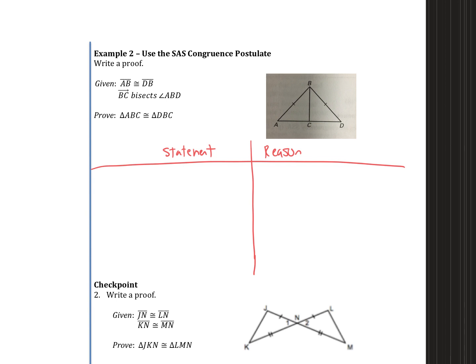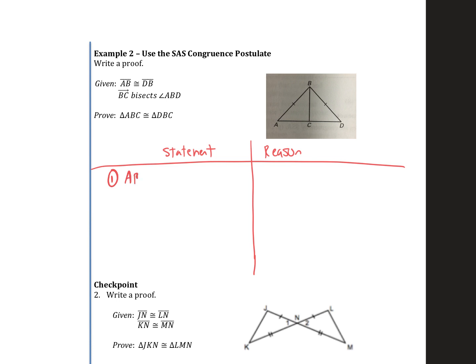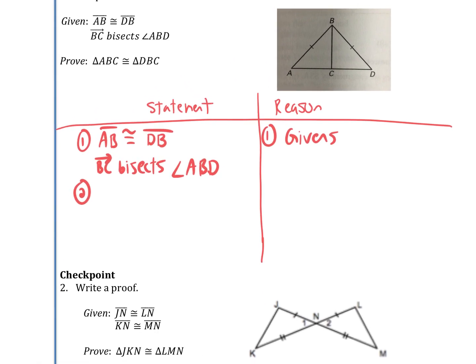Okay, well, what do we always start with? First thing we always start with is our givens. We're going to do AB is congruent to DB. That's 1. And then the other one was ray BC bisects angle ABD. And the reason for that is these are givens. Okay, what comes next in our proof structure? In our proof structure, usually what comes next is definitions.